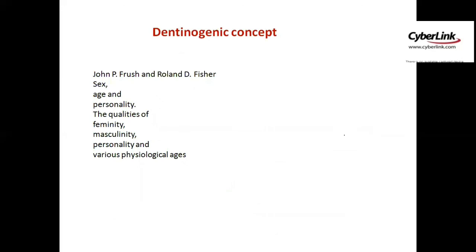Dentogenic concept. The dentogenic concept is given by John P. Frush and Ronald D. Fisher. It was first described by Frush and Fisher. According to them, the sex, personality, and age of the patient determine the form of the anterior teeth. Sex: the form or shape of the teeth differs in males and females.